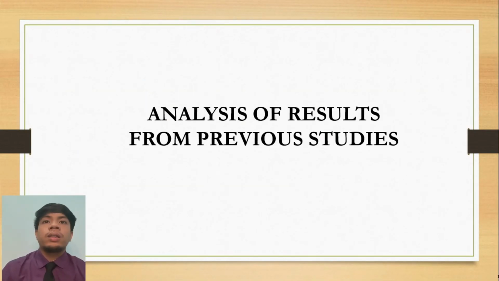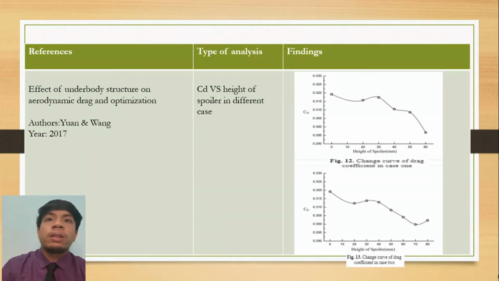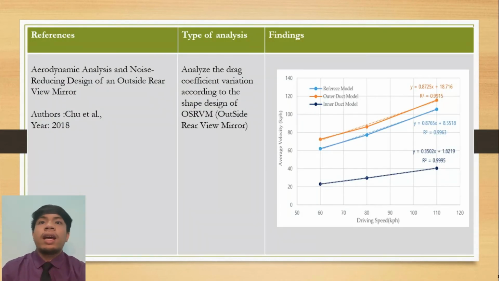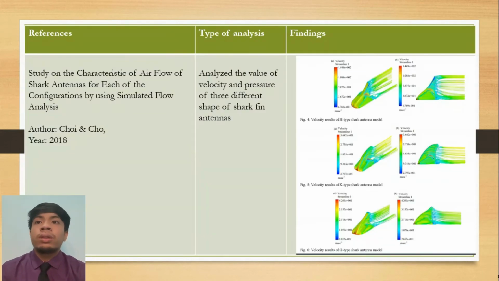Analysis of results from previous studies. Yuan and Wang have made analysis about the CD versus height of spoiler in different cases. Then, Chu et al. analyzed the drag coefficient variation according to the shape design of outside rear view mirror. Next, Choi and Chu analyzed the value of the velocity and pressure of three different shapes of shark fin antennas.